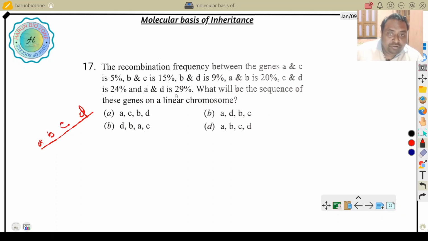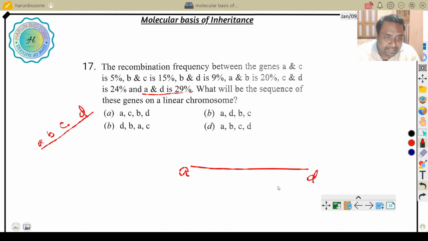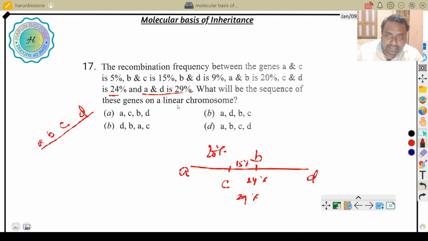In this type of question, we first observe the longest distance. Suppose this is a chromosome, the greatest distance is between A and D, so A and D is 29%. Then 24% distance is between C and D. Then 20% is A and B. Then 15% is B and C. And B and D is 9%.